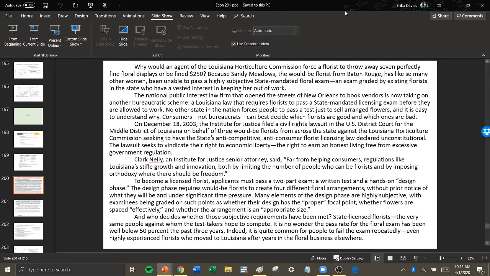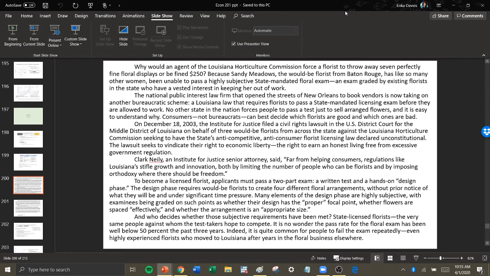So, in order to arrange flowers in Louisiana, you have to pass a flower arranging exam. Obviously, this exam is already highly subjective, unlike the MCAT or the SAT, or your exams in this class with the Scantron that are multiple choice. Not only is it a highly subjective exam, but the exam is graded by already existing florists.